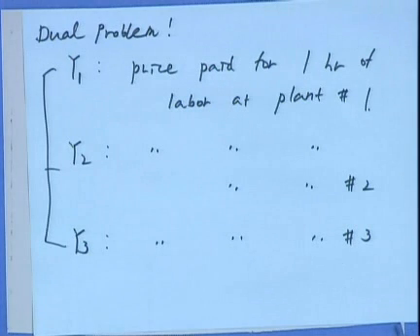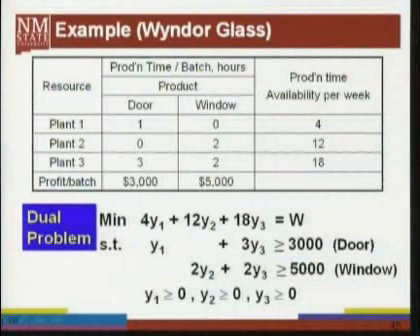The resource prices y1, y2, y3 should be determined by solving this dual problem, right? The total price that should be paid for these resources is 4 times y1 plus 12 times y2 plus 18 times y3. And because the cost of purchasing the resources is to be minimized, minimizing W is the objective function for the window dual problem, okay?